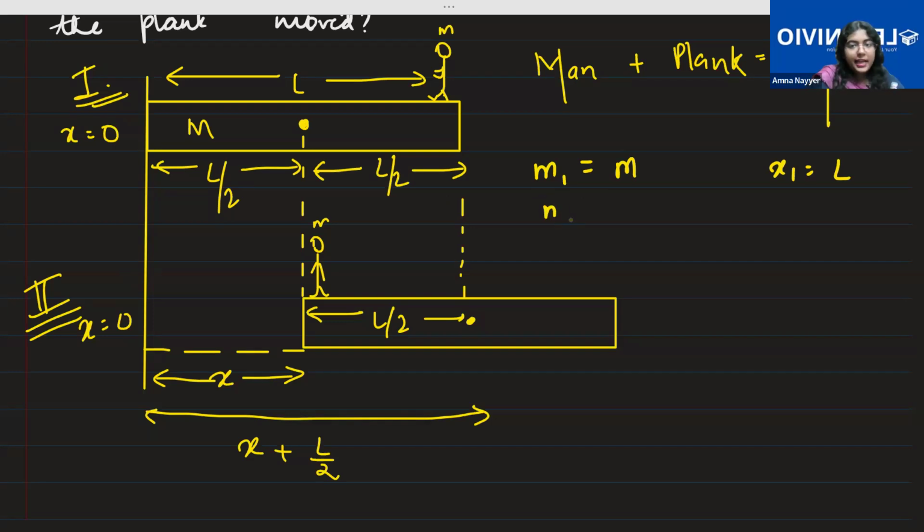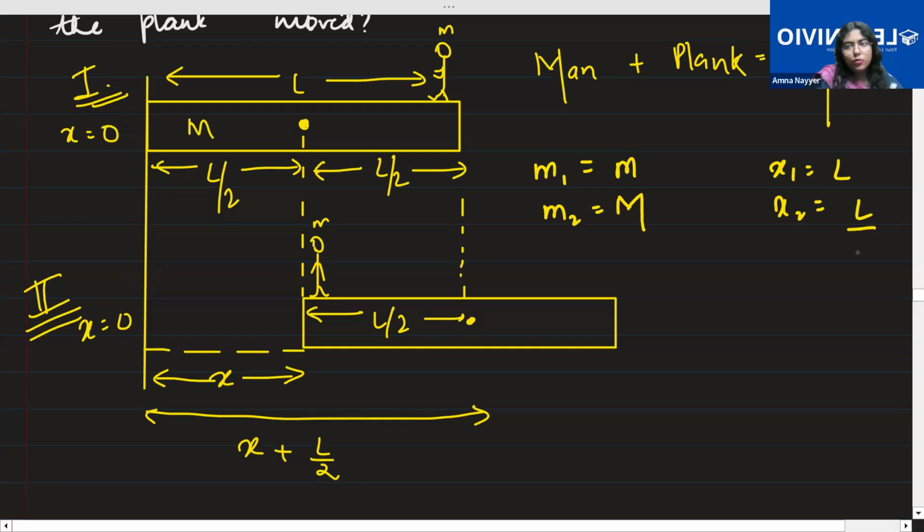For the plank, the mass of the plank is capital M. And what's the center of mass for it? L by 2. This much is clear for the first part, before he started moving. Is this much clear? Yes.